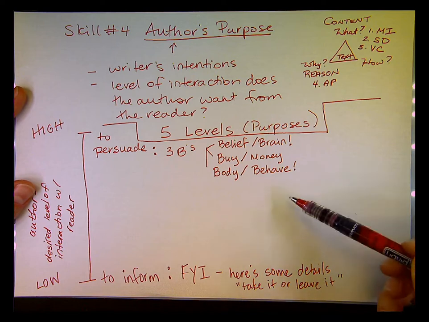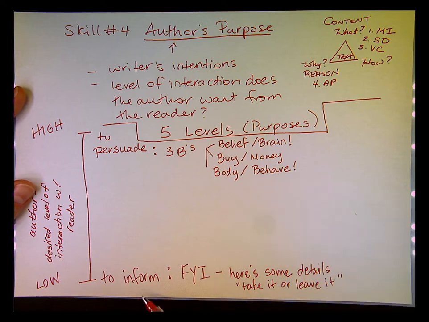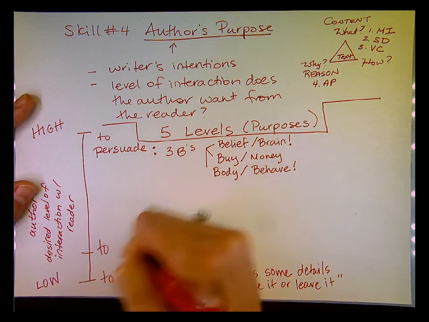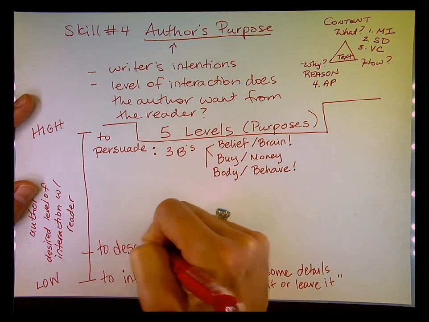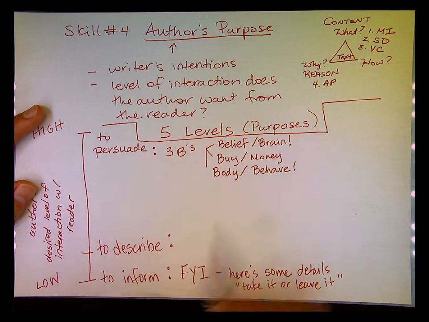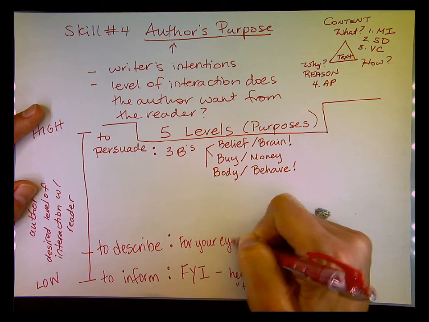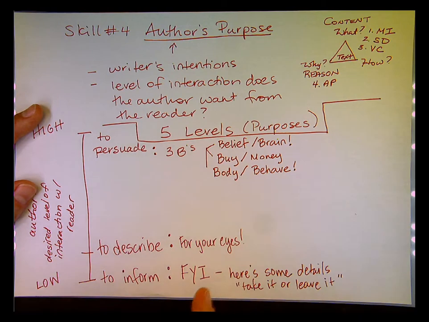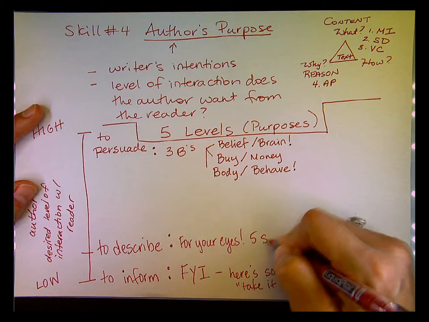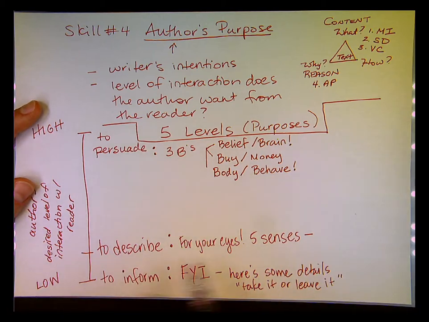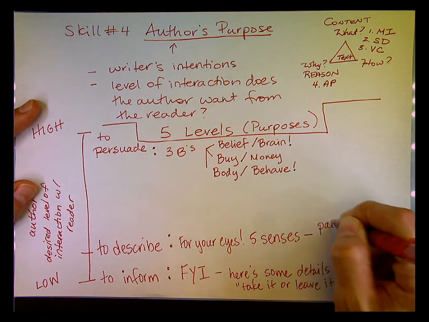All right, so now I'm going to go back from the basic to inform and kind of use an upgrade system. So what happens if the author wants just a little bit more from you? Well, the next step up is to describe, because there's a little more they may want from you in the sense that instead of just take it or leave it for your information, I call it for your eyes. Not your eyes only, though, because it might be any of the 5 senses, but our most typical we use when we're describing things in words is to paint a picture, to see something.